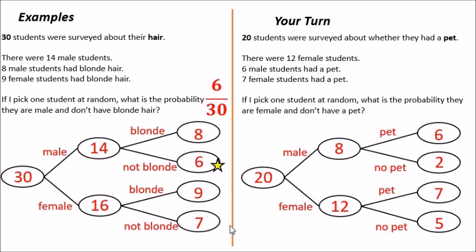So if I pick one student at random, what's the probability they are female and don't have a pet? Well, female is this branch, no pet is this branch, so this is where we're interested. So that's 5 in total out of the 20 students, so the probability is 5/20.